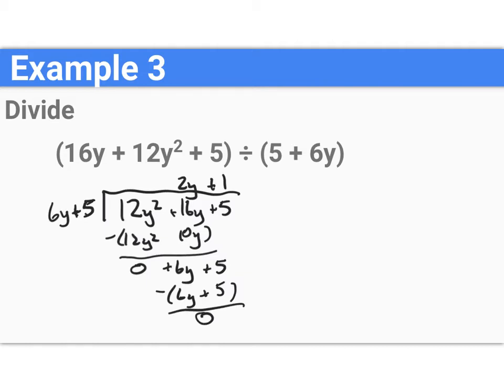So 12y squared plus 16y plus 5 divided by 6y plus 5 leaves us with 2y plus 1. And we can multiply this binomial and this binomial and get the other binomial, if you understand how division and multiplication work and their opposites.